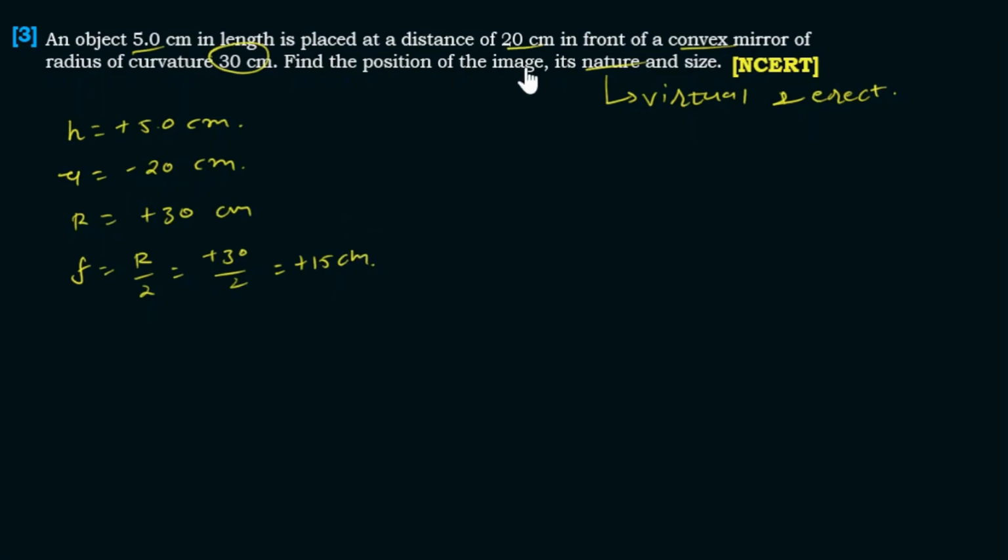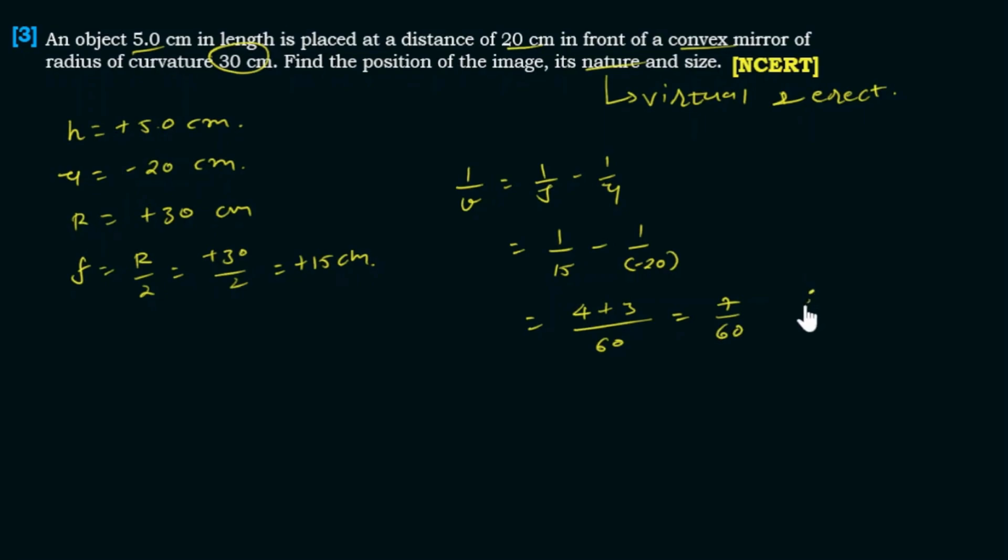Now to find the position of the image, we have the mirror formula 1 by v equals 1 by f minus 1 by u. Focal length of the convex mirror is 15 cm. Minus the value of u, which is minus 20. So this minus minus will become plus, and the LCM of 15 and 20 will be 60. So here we can write 4 plus 3 divided by 60. After solving this, we will have the answer 7 upon 60. Therefore, v will be equal to 60 upon 7. So the answer will be 8.57 centimeter. So the image distance will be plus 8.57 centimeter.